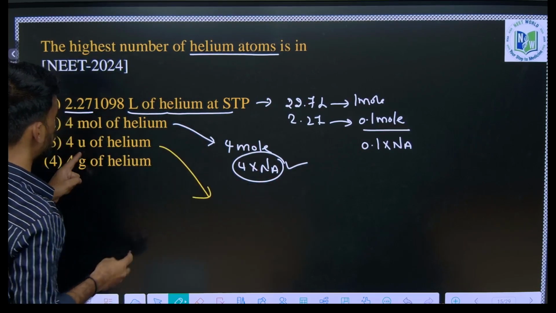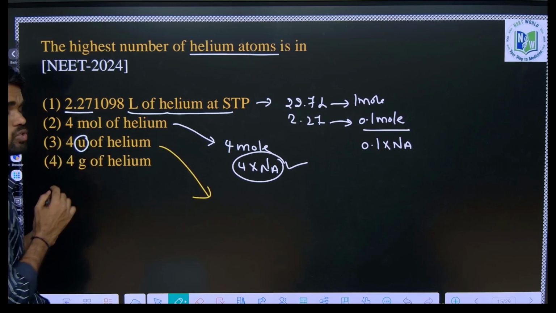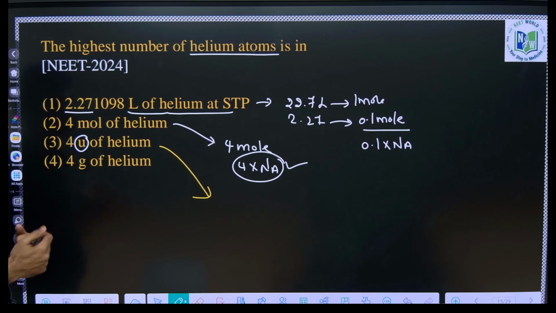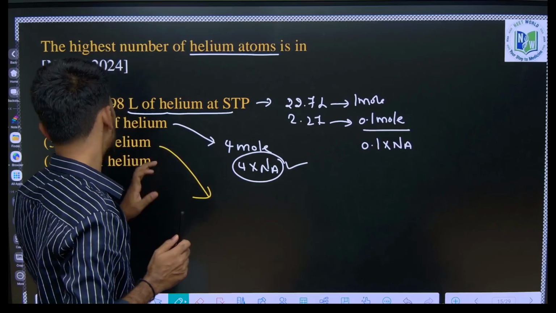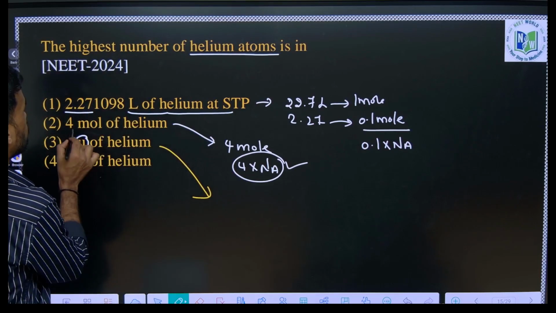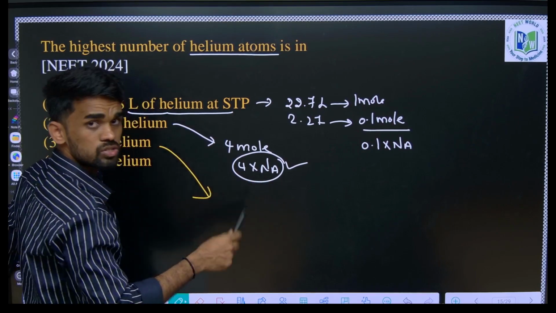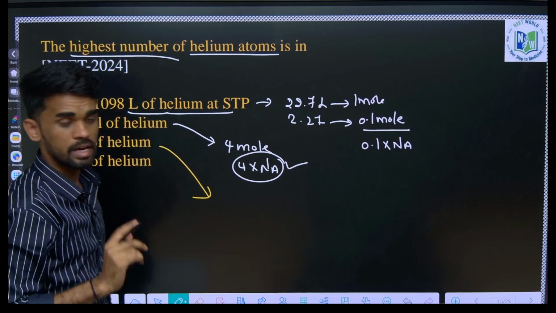So here it is 4 units, which is mentioned in unified mass unit, AMU or U. It is just the weight given per one atom, or one molecule, or one particle. So by looking at this, we can say that 4 moles contain 4 into Na. That is the largest quantity, and they are asking about maximum. So option 2 is the correct option.